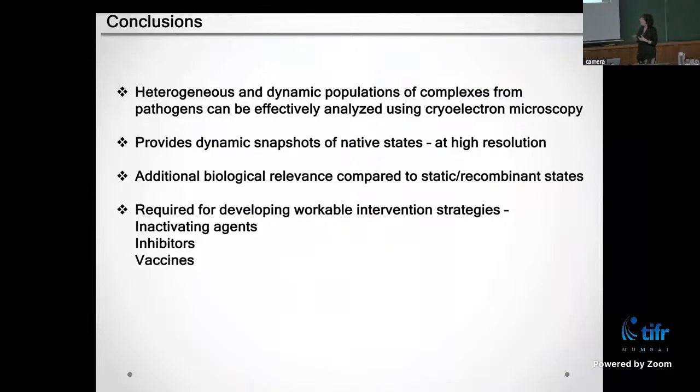And in terms of the virus disassembly work, this gives us some biological and physical information about how viruses fall apart. Disassembly is a very important step, so either hastening disassembly or stopping disassembly may be ways to develop inhibitors.